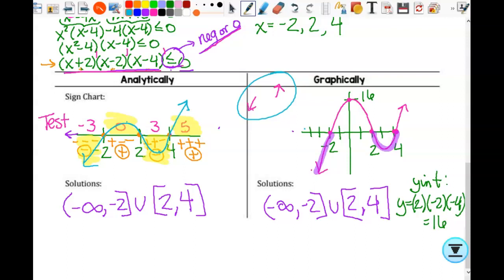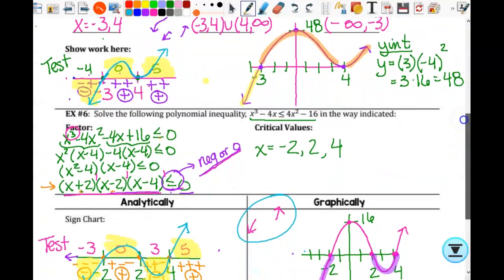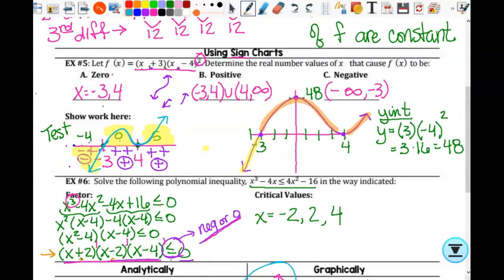But I want you to think about how these two questions, what's the same about them and what's different. Here I had a function, and it was just f of x equals this, right? And then it asked me, when is it positive, when is it negative? And if we're talking positive and negative, you cannot include them because 0 is not positive or negative.